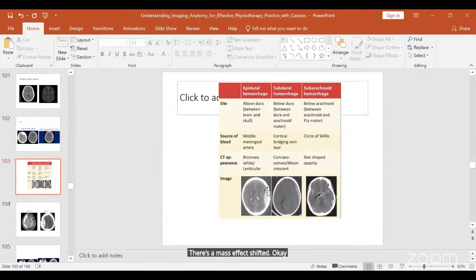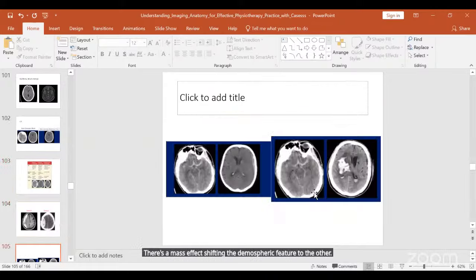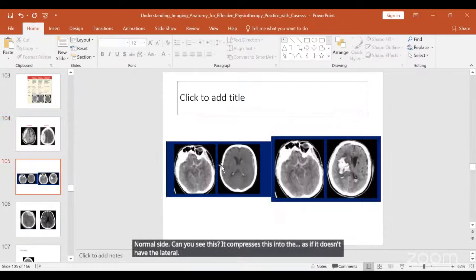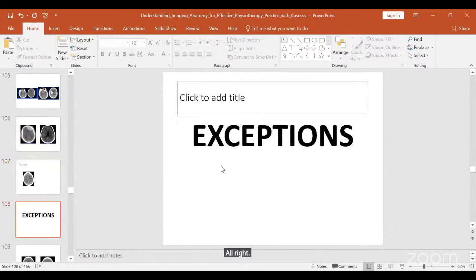If you can see this one, there is a mass effect shifting the interhemispheric feature to the other side. Can you see this also? This shifted interhemispheric feature compresses the normal side. Can you see this? It compresses this, as if it doesn't have the lateral ventricle. So these are the exceptions for us to take.